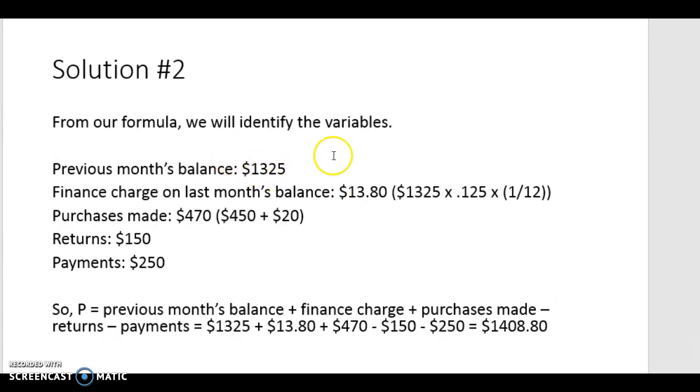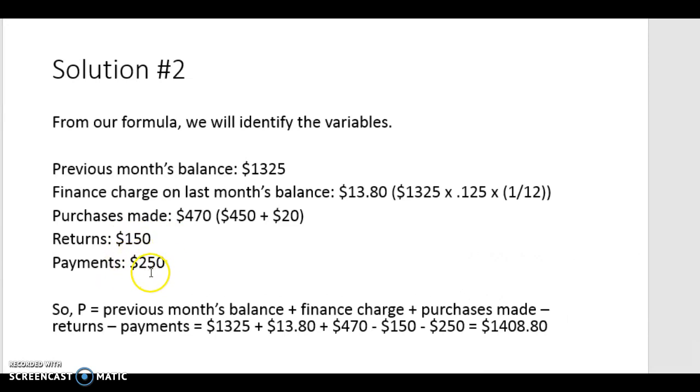Alright, so for our formula, we need to really identify these variables that are part of our formula. We need to know our previous month's balance, which is $13.25, our finance charge on last month's balance, which is $13.80, and that's just that PRT, the $13.25 times the 12.5% interest times that 1/12. We need to know the purchases that we made. That was that King Cobra with the wicker basket, a total of $470. Our returns, that white sports coat that we returned for $150, and the payments that we made on the credit card for $250.